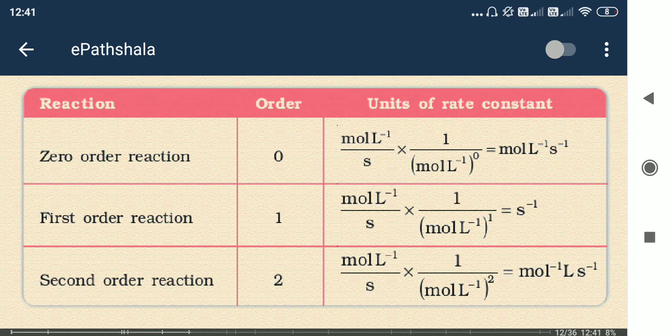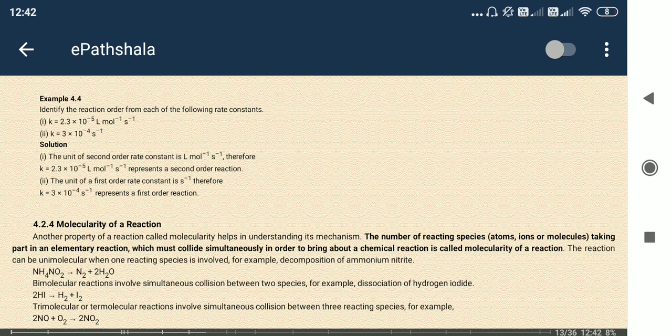In case of second order reactions, on the upper side mole liter inverse second inverse, lower side mole liter inverse to the power 2. So ultimately the reaction rate constant comes to mole inverse liter second inverse. You can calculate it on your own, it is easy. We need to remember the equation: reaction rate is equal to reaction rate constant into reactant concentration to the power n, where n is the order of the reaction.